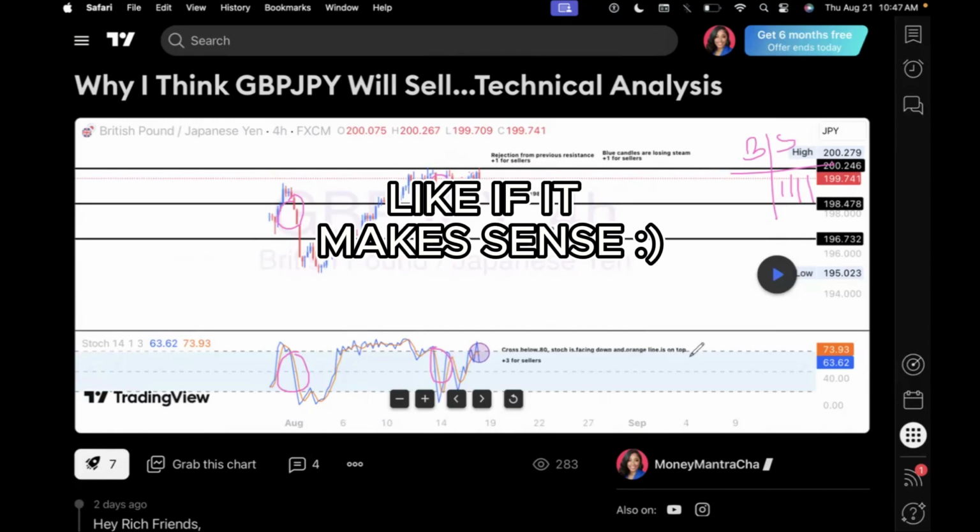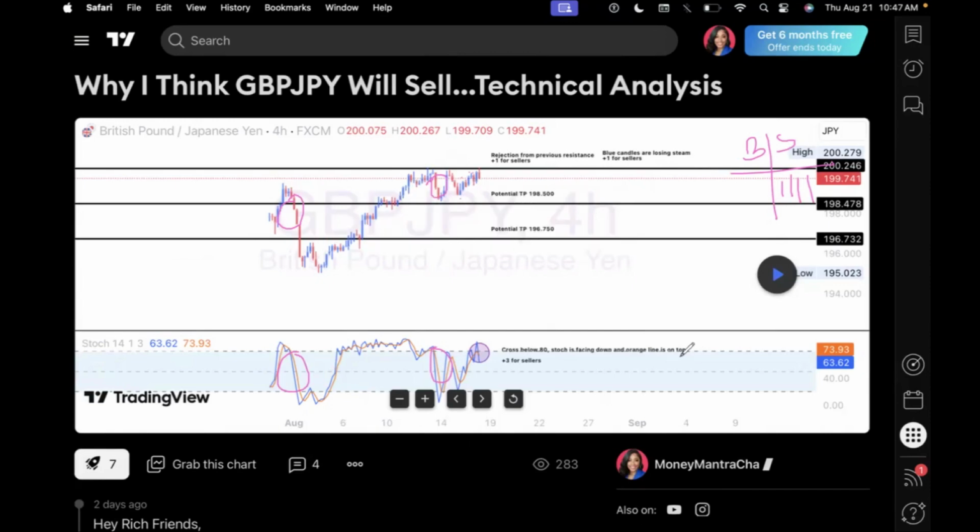The last question I ask myself is, has the stochastic crossed below 80 or above 20? And this is something I really want you guys to pay attention to if you decide to incorporate the stochastic into your strategy. Once it crosses above 20, that's usually an ideal time to buy. The closer it is to the 20 line, the perfect entry it is for a buy. The closer it is to crossing below 80, the better opportunity it is for a sell.